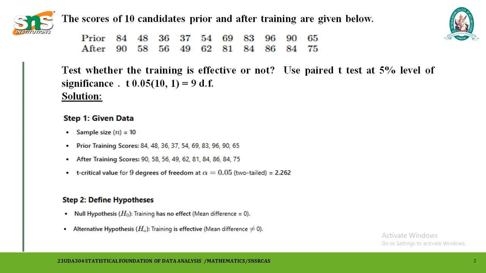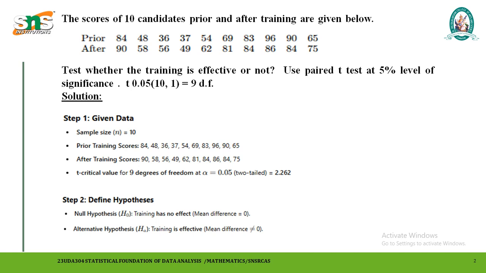The problem is: the scores of 10 candidates prior to and after training are given below. This is the data for the prior and after training. The prior training values are 84, 48, 36, 37, 54, 69, 83, 96, 90, 65. And the after training values for the 10 candidates are 90, 58, 56, 49, 62, 81, 84, 86, 84, 75.